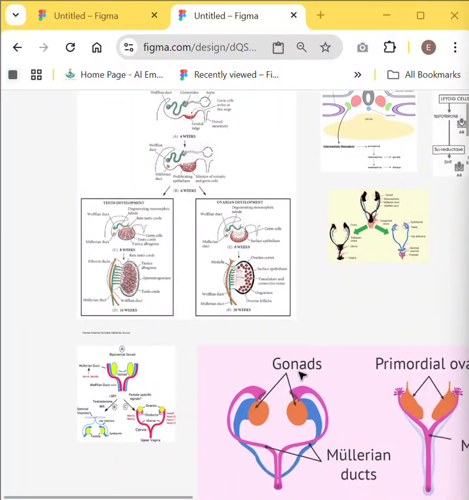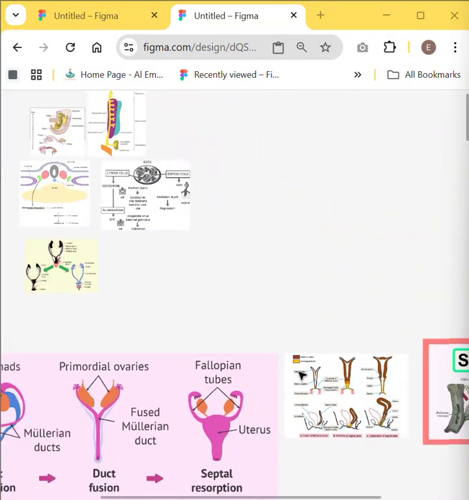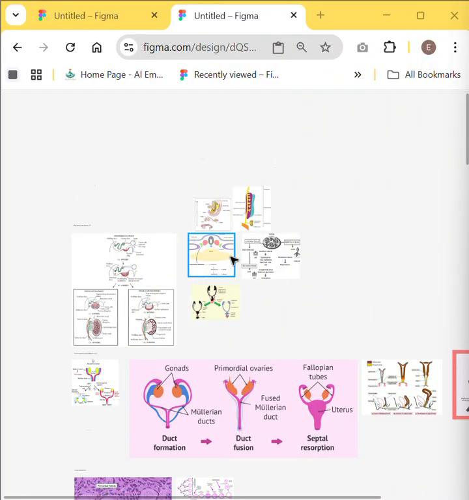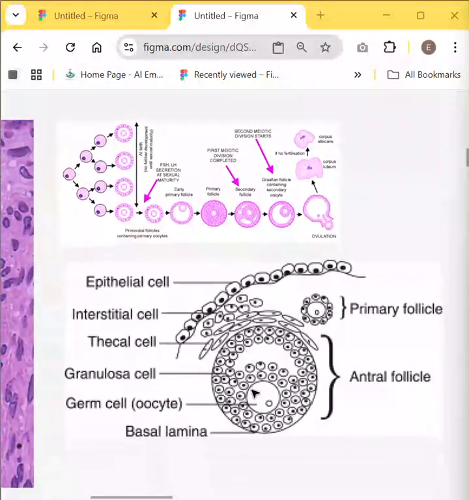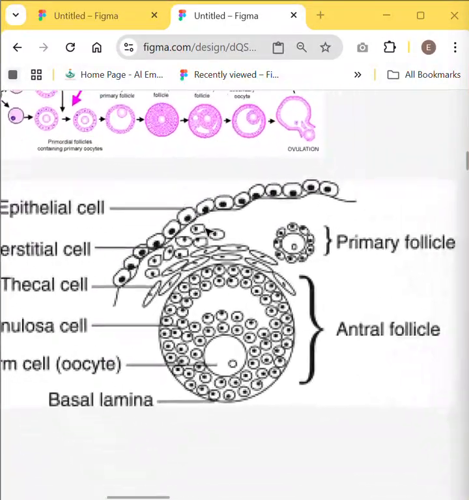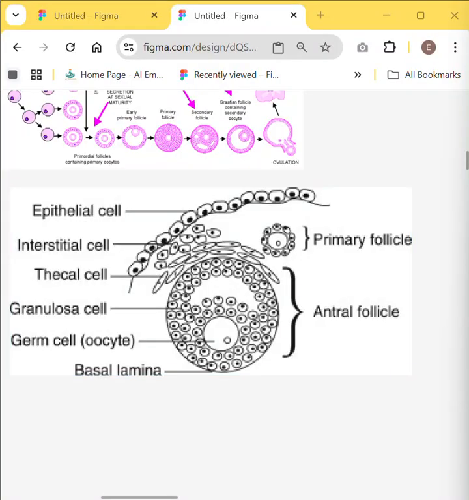I'll show you another picture of the granulosa cells here. I really like this picture. So can you see this? Okay.